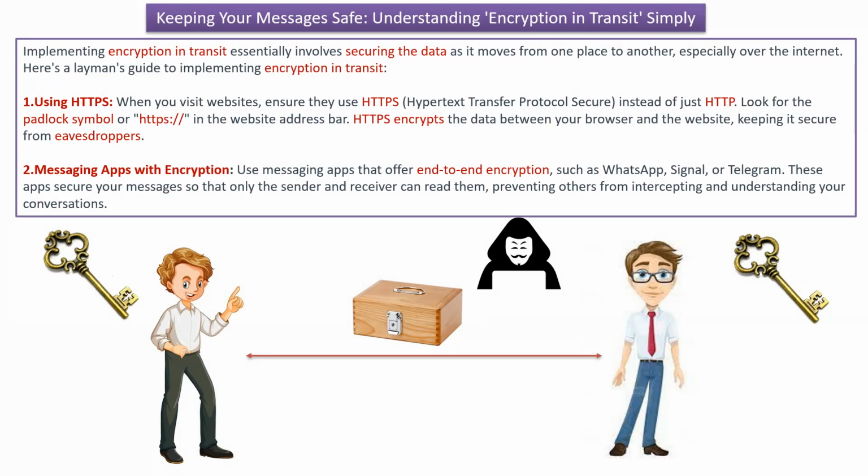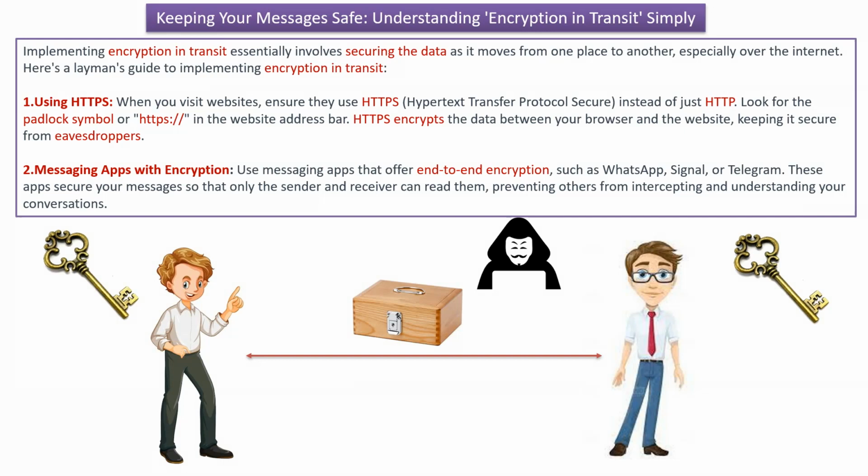Now we will see how to implement encryption in transit. Implementing encryption in transit essentially involves securing the data as it moves from one place to another, especially over the internet. The first point is using the HTTPS protocol. When you visit websites, ensure they are using the HTTPS protocol instead of the HTTP protocol. Look for the padlock symbol or https colon double slash in the website address bar. The HTTPS protocol encrypts the data between your browser and the website, and it keeps the data secure from eavesdroppers.